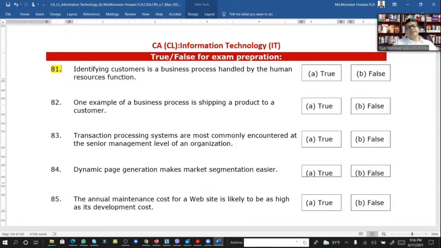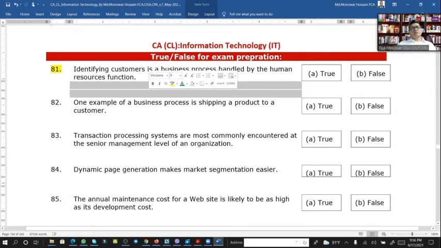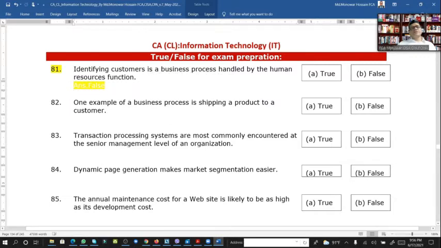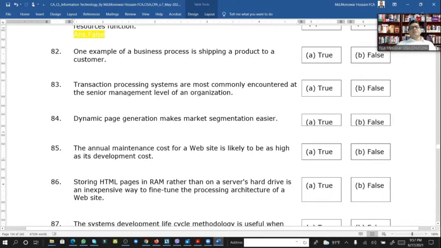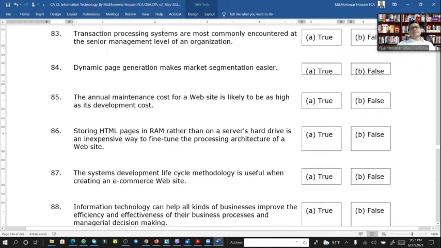Identifying customers is a business process handled by the human resource function. So it is false. This process is not identifying the customer. One example of a business process is shipping a product to a customer. It is true.